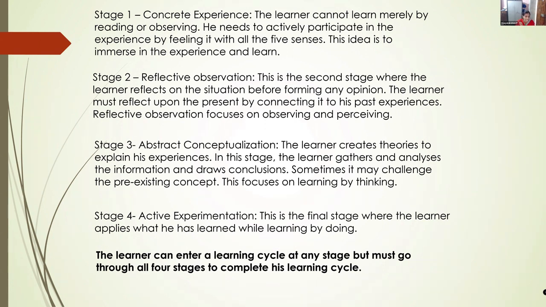And stage four is the active experimentation. So active experimentation is, children, they can do the new models and they can create the surface area and the volume, or they can apply these concepts in the abstract level of the questions. So this is the final stage where the learner applies what he has learned by learning by doing. So this experiential learning should be brought into our regular lecture method of teaching. So the learner can enter the learning cycle at any stage, but he or she must go through all four stages to complete the learning cycle, that is the actual learning, right?